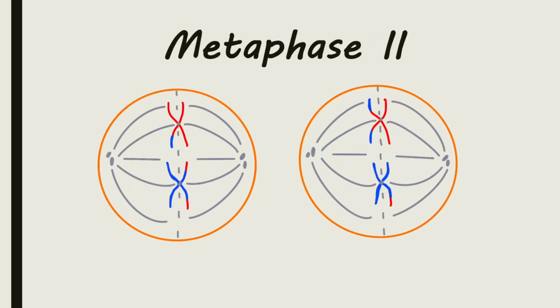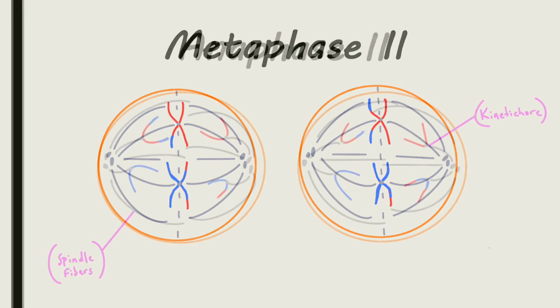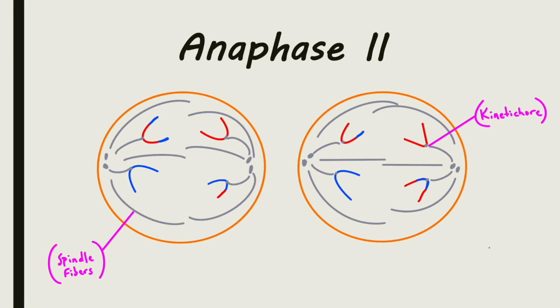In metaphase 2, the centrosomes finish migrating to the poles, the nuclear membrane completely dissolves, and the sister chromatids are lining along the midline. Microtubules, known as spindle fibers, are connected to the centromeres and attached to the chromosomes at their kinetochores. These spindle fibers will pull apart the sister chromatids. In anaphase 2, the sister chromatids are being pulled apart at the kinetochore by the spindle fibers and become 2 daughter chromosomes.